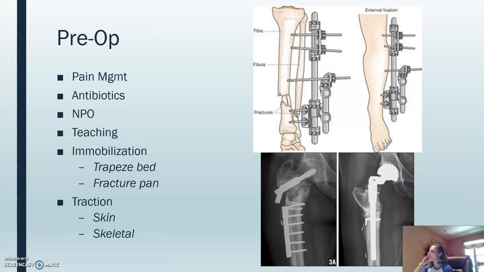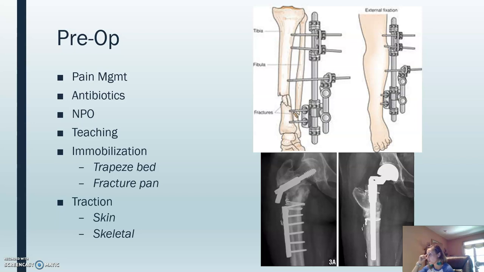So if a person does need to have an open reduction, internal fixation done, ORIF, that's probably the most common type of surgery you'll see for fractures. We just need to know pre-op they're going to be in a lot of pain, right? So we need to make sure we manage that pain. They may need antibiotics, especially if it's an open fracture, because it's a huge risk for infection. And if infection gets into the bone, it's very hard to treat, especially if they have underlying conditions like diabetes, for example. It may be impossible for us to treat.